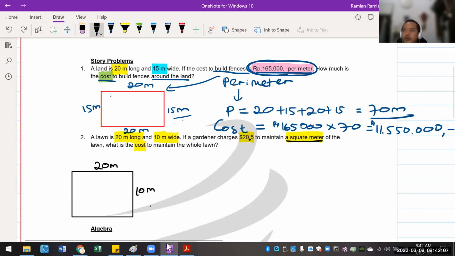Okay, so another question is, saya mau ke Bunga. Bunga, what do you think it is connected to? Is it perimeter or area? Bunga.